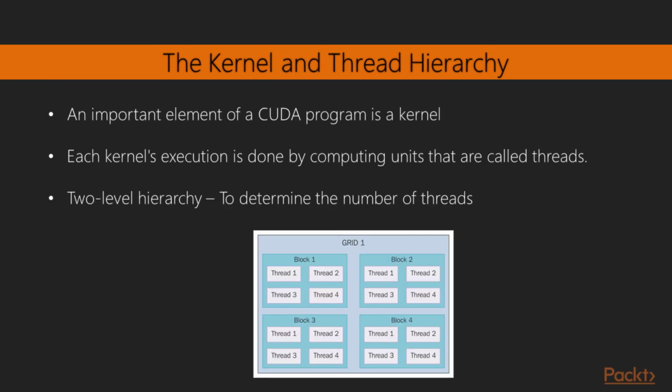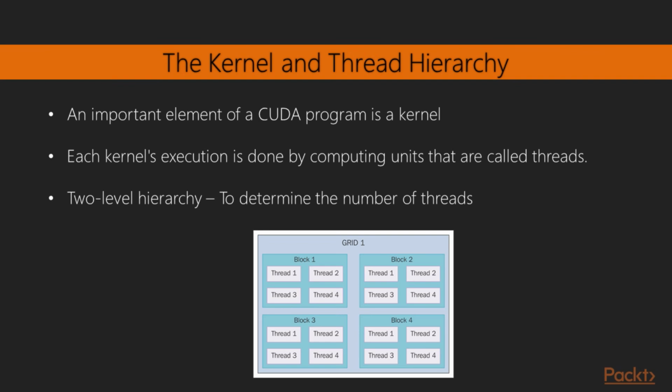Now let's take a look at the kernel and thread hierarchy. An important element of the CUDA program is the kernel. It represents the code that is executed in parallel on the basis of specifications that will be clarified later with the examples described here. Each kernel's execution is done by computing units that are called threads. Unlike threads on a CPU, GPU threads are lighter, in such a way that the context switch is not one of the factors to be taken into account in a code performance evaluation, because it can be considered instantaneous.